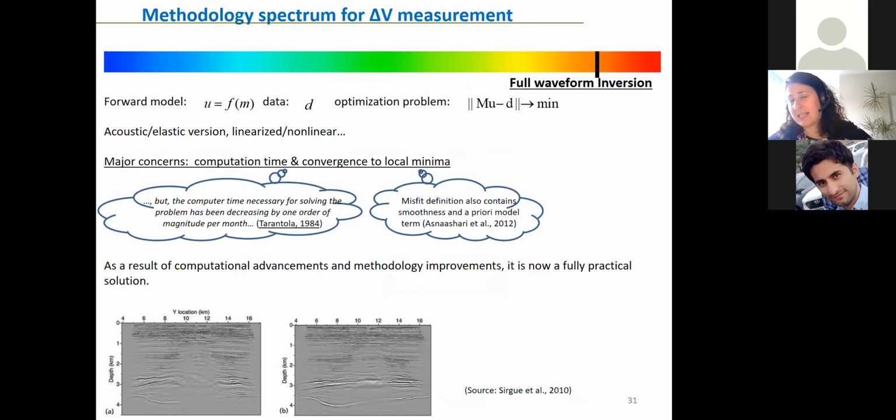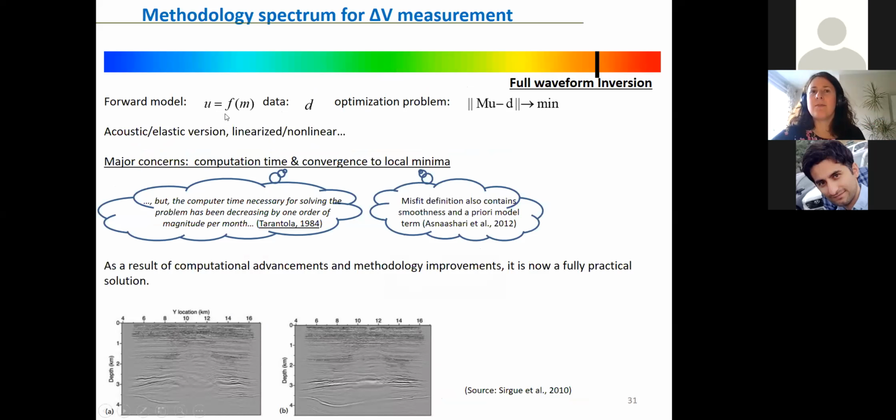Last but not least, and we can call this the king in terms of this spectrum for delta V measurement, is full waveform inversion. Okay, and I say it's the king because it's the most complex solution and the most accurate under certain conditions, and I will explain.